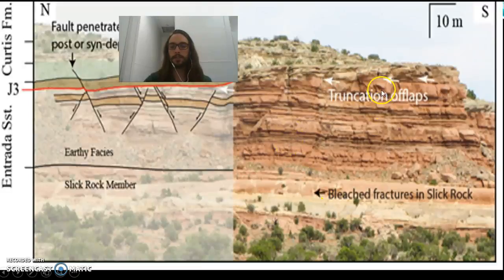And so then here you can also see good examples of layering. Here's a layer, here's a layer, here's a layer. They're all different colors, so you can tell that that sand was deposited at different times.